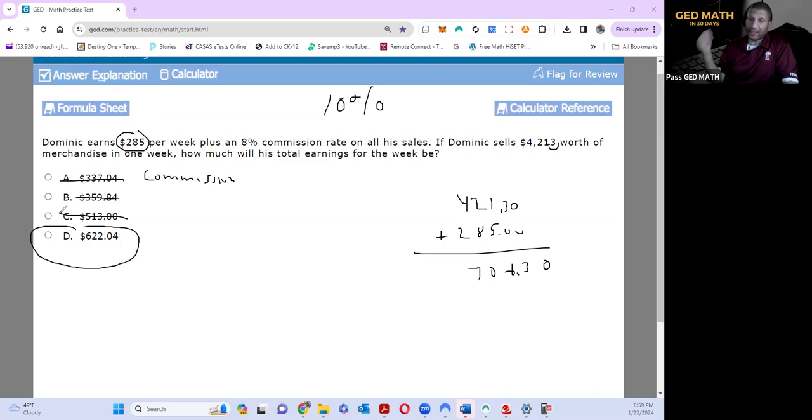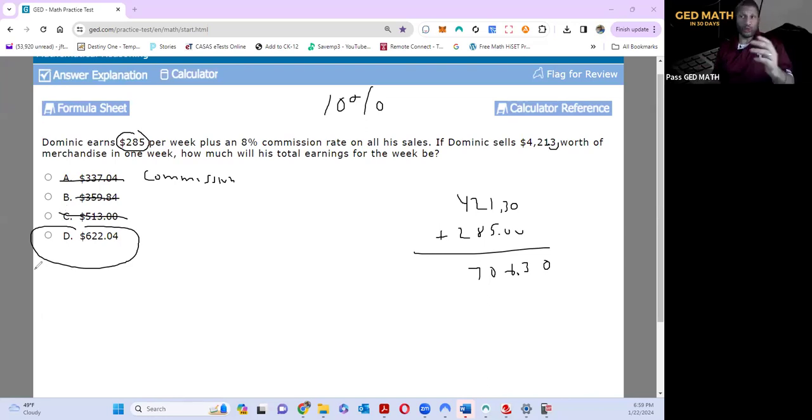I did that problem in 5 seconds. I looked at the numbers and understood. I know 10% is 421. So I know the answer can't be A or B right out the gate. So then I estimate, okay, about 421 and 300 is 700. I know it can't be 513. The only answer it can be is 622. I'm done. 5 seconds.